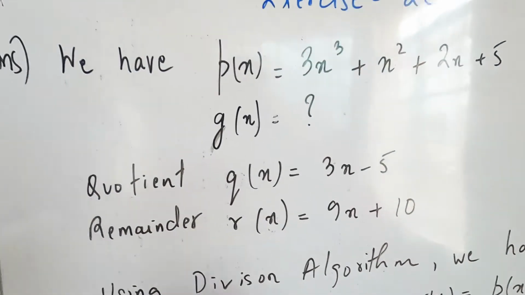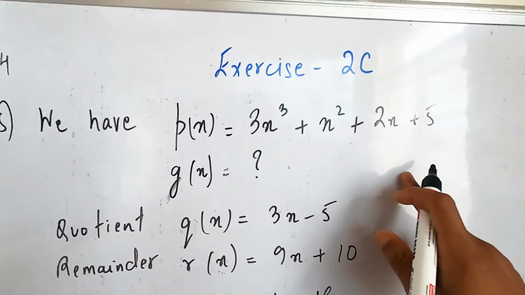All right, students, so we will be starting with question number 4, short answer type question, slab 2. On dividing px by polynomial gx, the quotient and remainder are 3x minus 5 and 9x plus 10 respectively. So what do we have to find in this case? We have to find the divisor. All right, so now question number 4, exercise 2c.